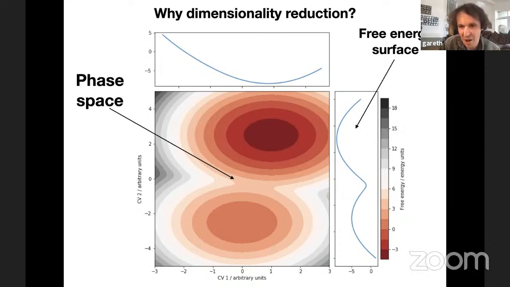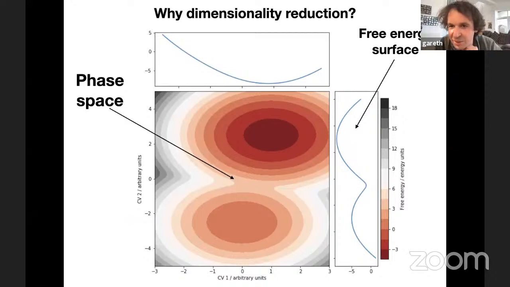So basically, when we calculate the free energy surface here, what we've done is we've integrated out the other direction. Okay? Now, if we think about our free energy, that's what we're doing every time we calculate a free energy surface. So we have this phase space, which is this high dimensional object with many different coordinates, and we integrate down to a lower number of dimensions.